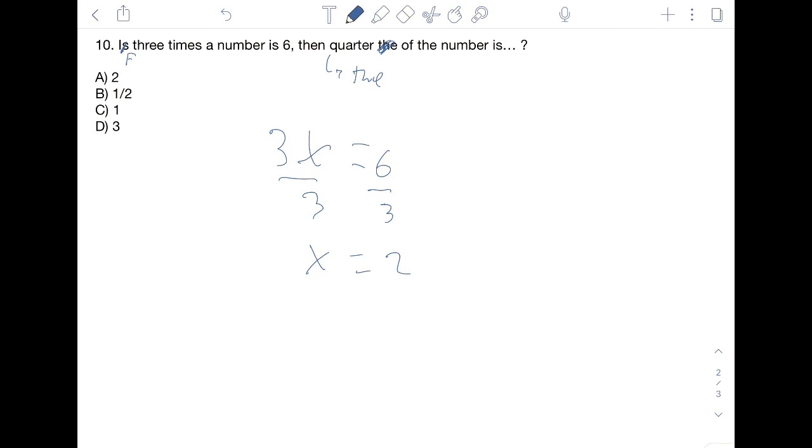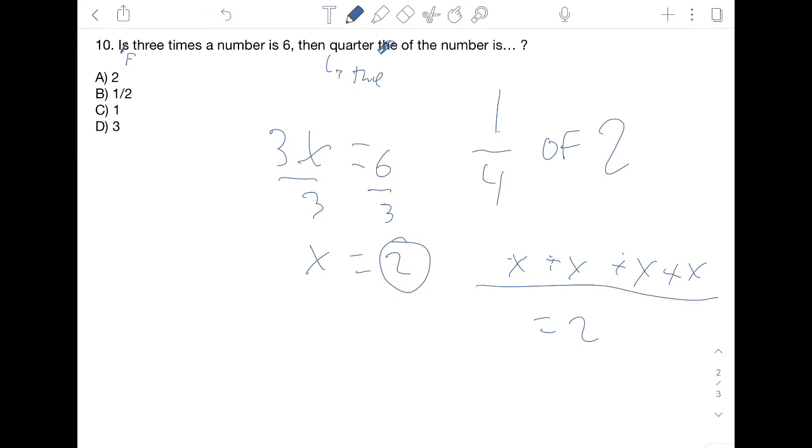As I'm just using what they told me, okay? And then quarter of that number, so here's that number, right? So they want the quarter of it. The quarter of it is just 1 over 4. 1 over 4 of 2. Well, what 4 things, x plus x plus x plus x, give us 2? What 4 things could those be? Well, 4 halves, because 1 over 2 plus 1 over 2 is 1. And the same thing goes to give you another one, and then you end up with 2. So quarter of that number is half.